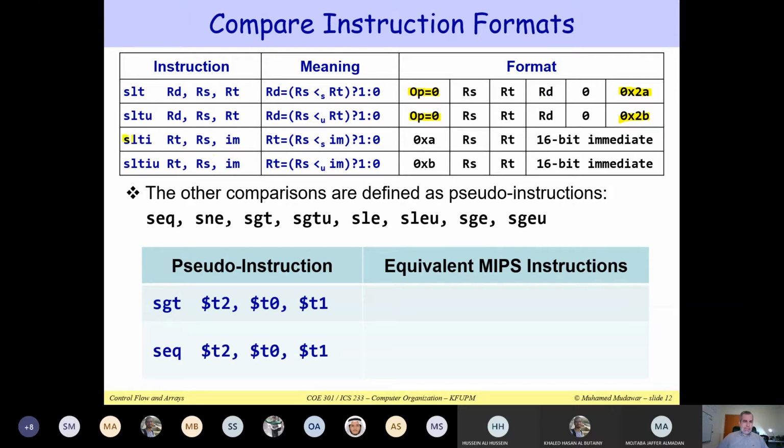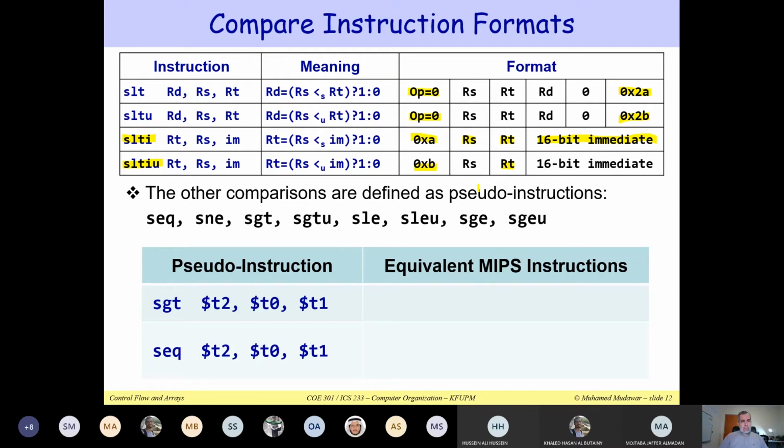Whereas set less than immediate and set less than immediate unsigned, where the U here means unsigned, have unique opcodes. Each instruction has a unique opcode. They compare register RS against the 16-bit immediate, which is signed. And these two instructions write their result to RT. So RT is my destination for set less than immediate and set less than immediate unsigned.